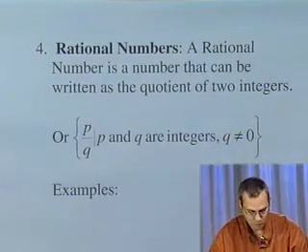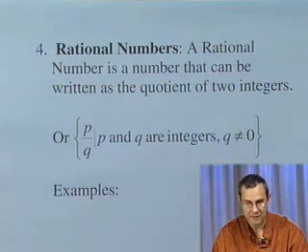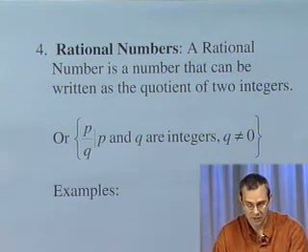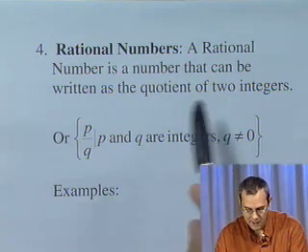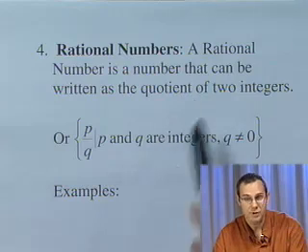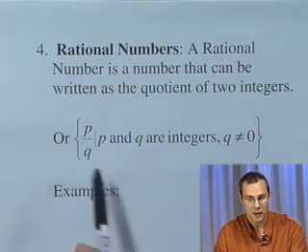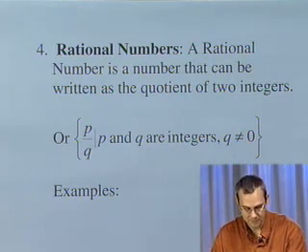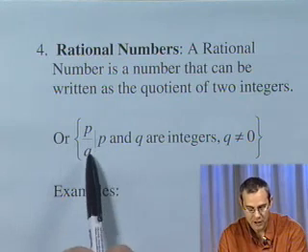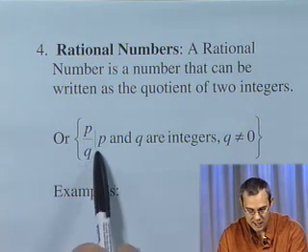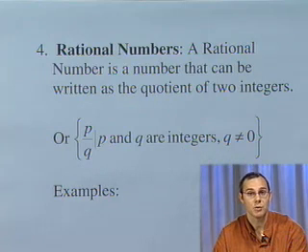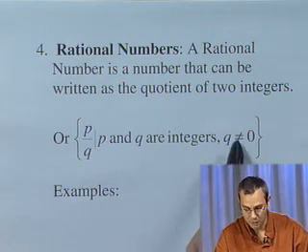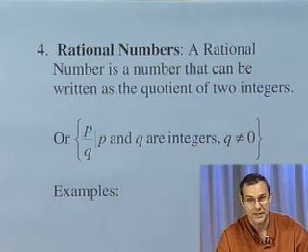There's two more sets we have to talk about. The first one is called the rational numbers. Let's take a look at the definition of a rational number. A rational number is a number that can be written as the quotient of two integers. Or in set builder notation, it's the set of all p over q such that p and q are integers and q is not equal to 0. Very important that our denominator here cannot be 0.